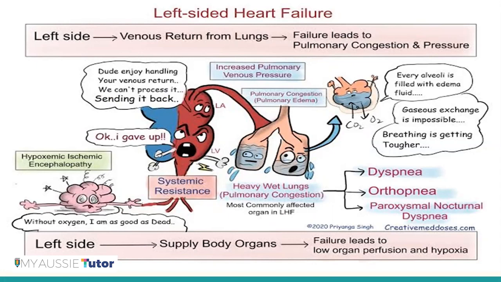Now, the other aspect of left-sided heart failure is that when you are supplying body organs, it fails to supply them, leading to low organ perfusion and hypoxia when the heart is unable to work. So it faces systemic resistance, which causes hypoxemic ischemic encephalopathy. Without oxygen, the body is as good as dead. This systemic resistance in the body further starts affecting the right side of the heart, which we have already discussed in the previous slide, causing right-sided heart failure as a consequence of left-sided heart failure.